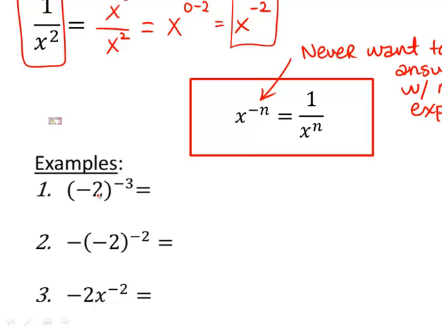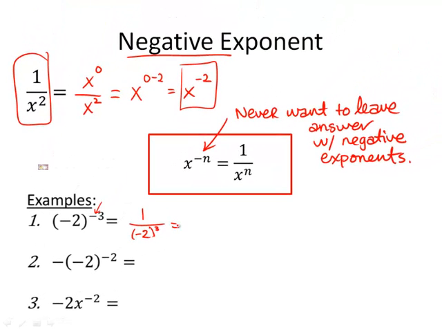If you have negative 2 to the power of negative 3, the negative exponent here tells you that you can rewrite it as 1 over negative 2 to the power of 3. Now, a negative 2 times a negative 2 times a negative 2 gives us still a negative, but an 8. And that's simplified form.